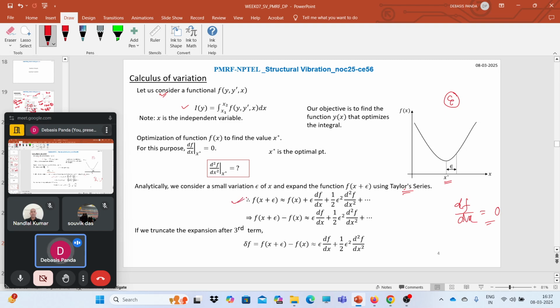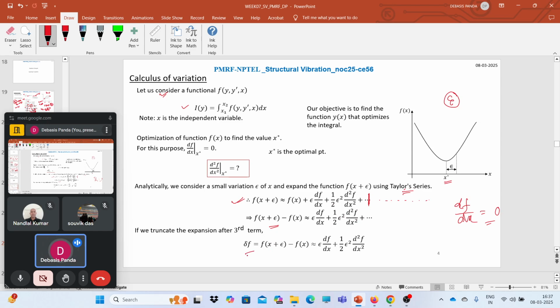Now we will expand this using the Taylor series. So we will have f of x plus epsilon df by dx plus half epsilon square d square f by dx square. That means we are truncating the series up to the third term. We will have different higher order terms, but we are truncating the series here. Now if we simplify it, what are we left with? f of x plus epsilon minus f of x, that is, f of x plus the small variation minus f of x, is equal to epsilon df by dx plus half epsilon square d square f by dx square.